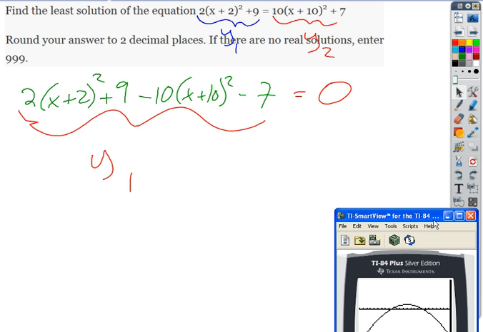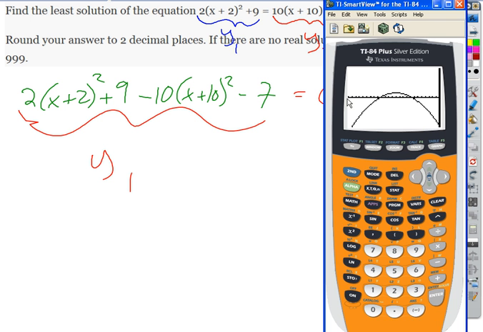Not the vertex. Not the y-intercept. X-intercept, yeah. Y equals 0 on the x-axis, right? So I want to find the x-intercepts of this function if I pull everything to one side. So I've got two of them. I've got that guy and that guy. Well, which one am I looking for?